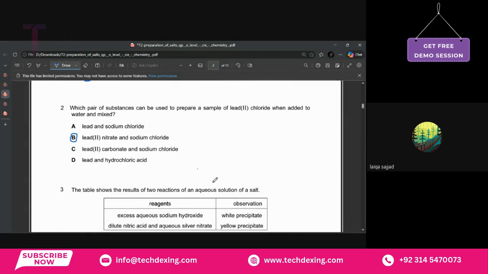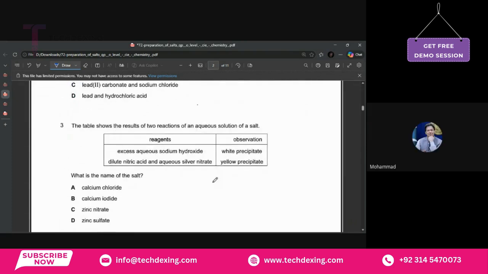I'm just saying that lead nitrate and sodium chloride are both soluble salts, and when we mix them, we get lead chloride, right? Yes. So when we mix them, which type of reaction takes place that gives you lead chloride? The reaction is like a displacement reaction. Very good, it's a double displacement reaction.